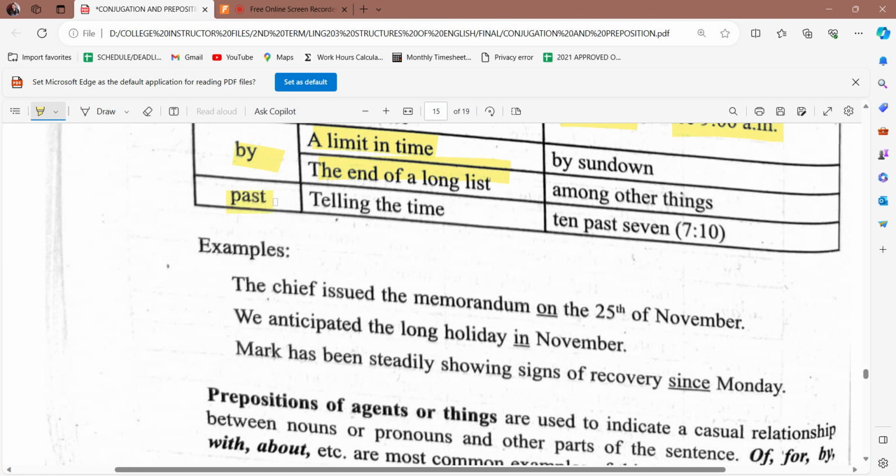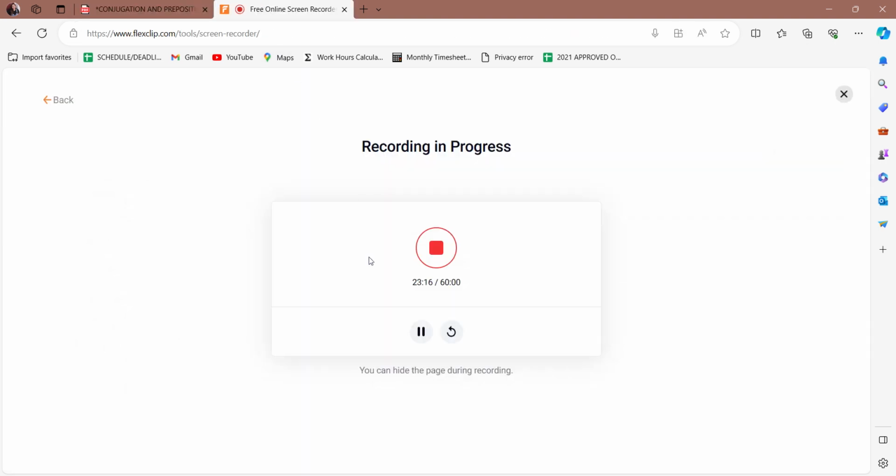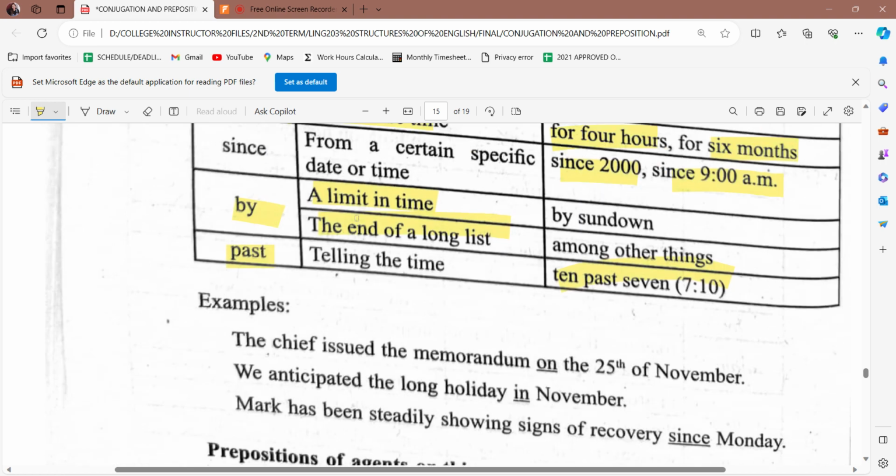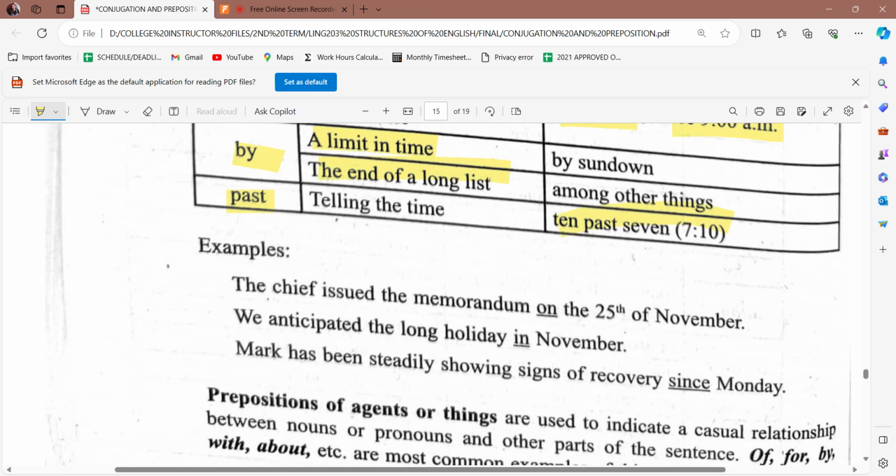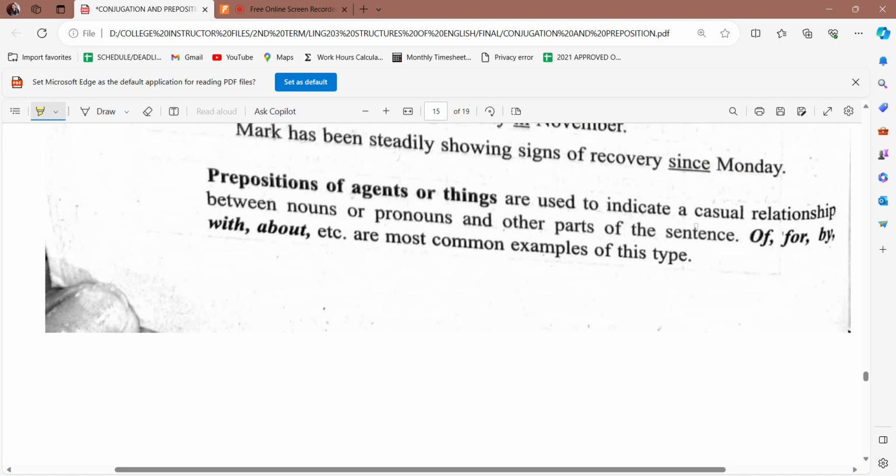And then we have past, for telling the time: 10 past 7, 7:10. So these are some of the examples. The chief issued the memorandum on the 25th of November. Take note that this format of the date is the military style format. We also have: we anticipated the long holiday in November, and Mark has been steadily showing signs of recovery since Monday.